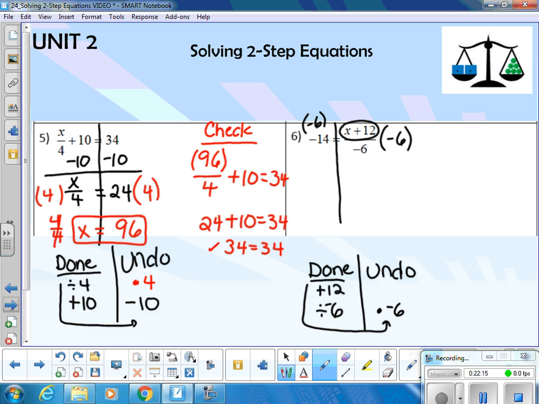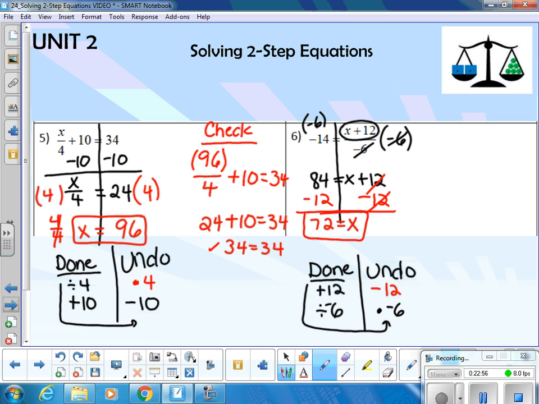When I multiply, these 6's are going to cancel out, so I'm left with just x plus 12. And then on this side, I have 14 times 6, which is going to give me 84. And it's a negative times a negative, which gives me a positive. So then my next step is to undo the addition with subtracting 12. So I'm going to subtract 12 from both sides. I'm left with just x on this side. 84 minus 12 gives me 72.